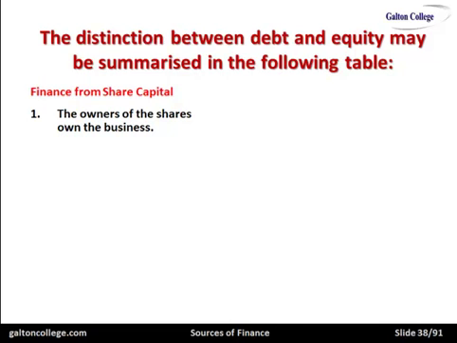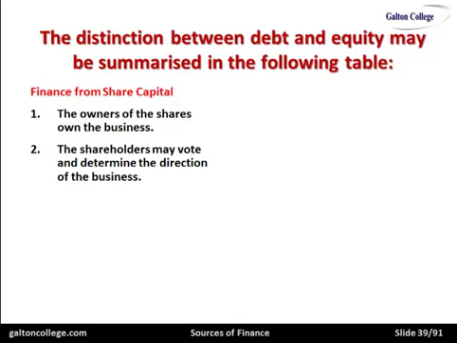And of course, the more shareholders there are, the more difficult it is to make decisions and facilitate everyone's expectations. So the company tries to keep the number of shareholders perhaps quite small. Particularly small companies, they will try to have fewer shareholders. The shareholders may vote and determine the direction of the business. Ordinary shareholders have a right to vote on the direction of the business.